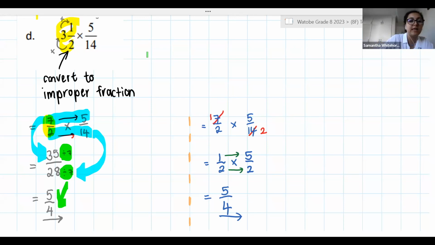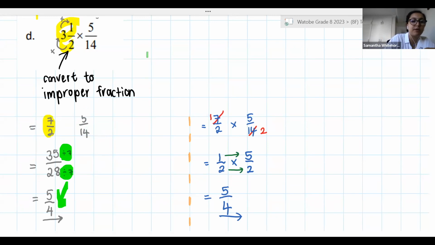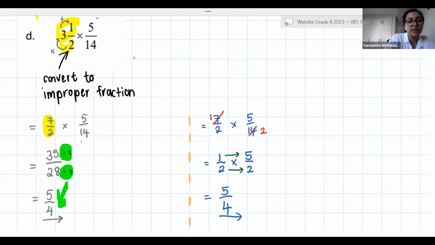Right, so if you need, you could put in an extra step between step number 1 and step number 2, where you could say in between here, 7 times 5 in your numerator and 2 times 14 in your denominator. And then you get your answer of 35 over 28.